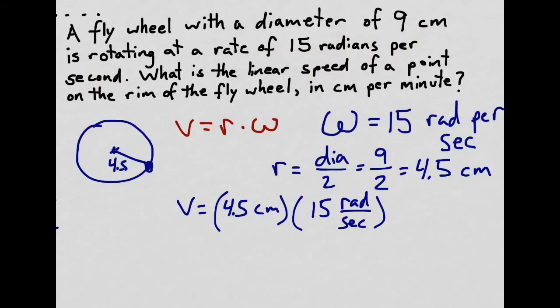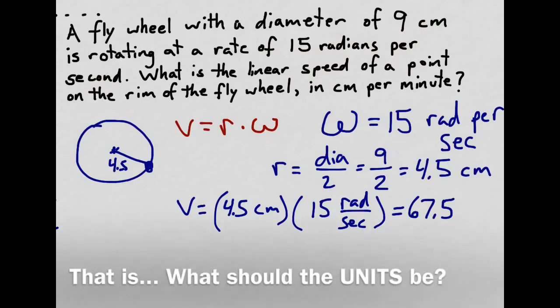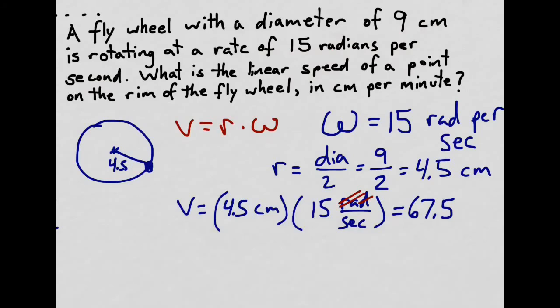So with a calculator, we could multiply that out and get an answer. 4.5 times 15 turns out to be 67.5. Let's think for a moment what our answer should be. It turns out, as we mentioned before, the measure of radians is actually a unitless measurement. So in these sorts of calculations, the radian part will kind of fall away, and so we end up with centimeters and seconds. And so this is a velocity, and it's a velocity in terms of centimeters per second.